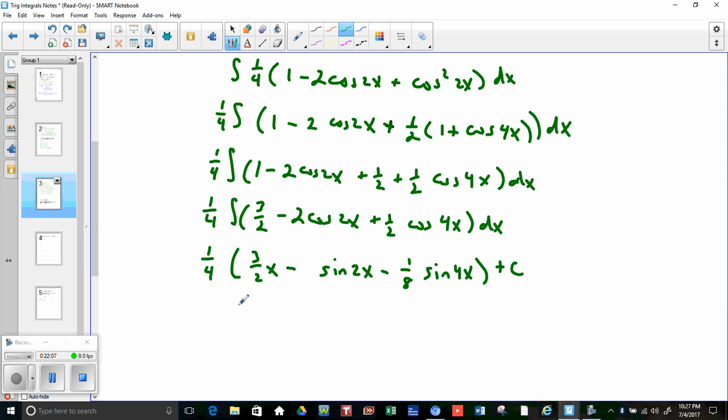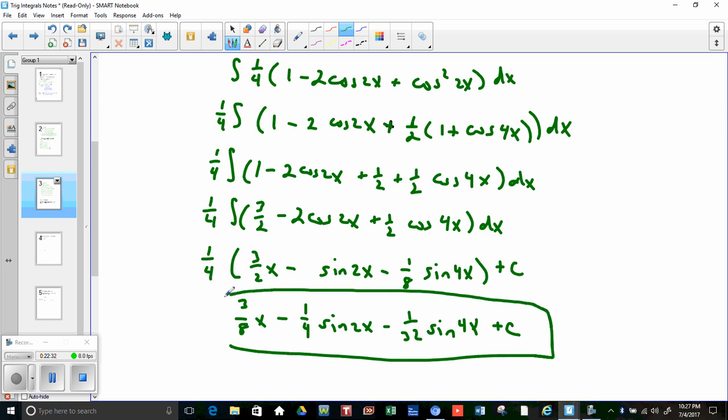So that's going to give us, it looks like, 3/8 x minus 1/4 sine 2x minus 1/32 sine of 4x plus c. And I believe that that is the answer to that problem. Yep, we're good.